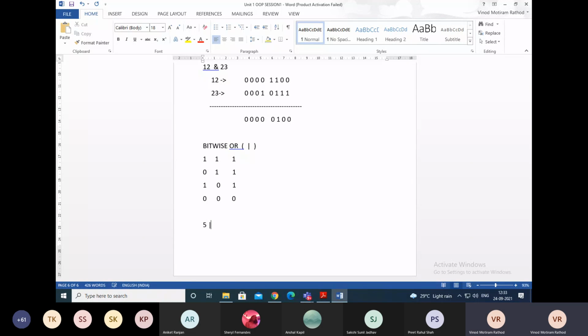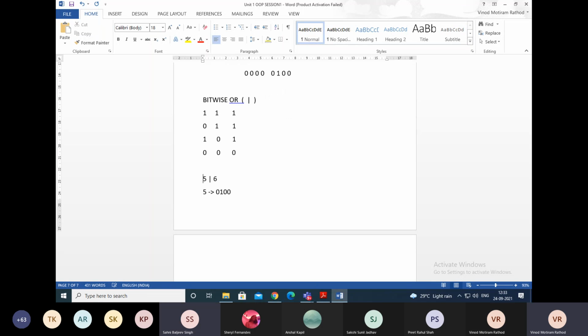5 or 6. Can anyone tell me, how will you represent 5? So 0, 1, 0, 1. Okay, good, good.